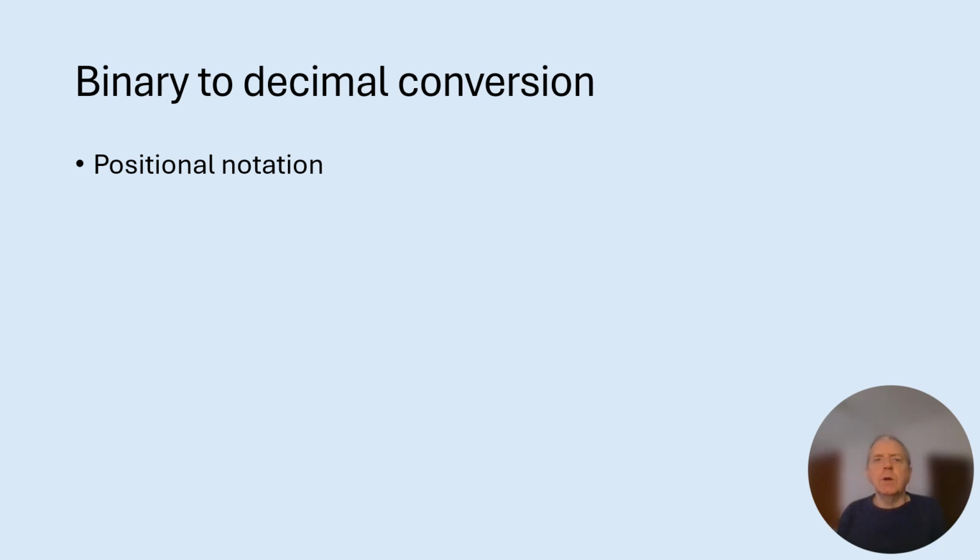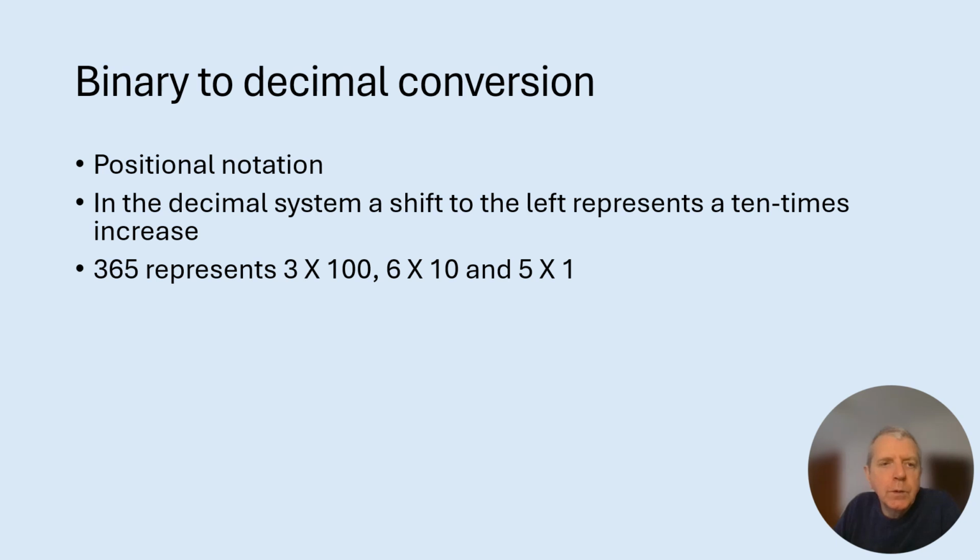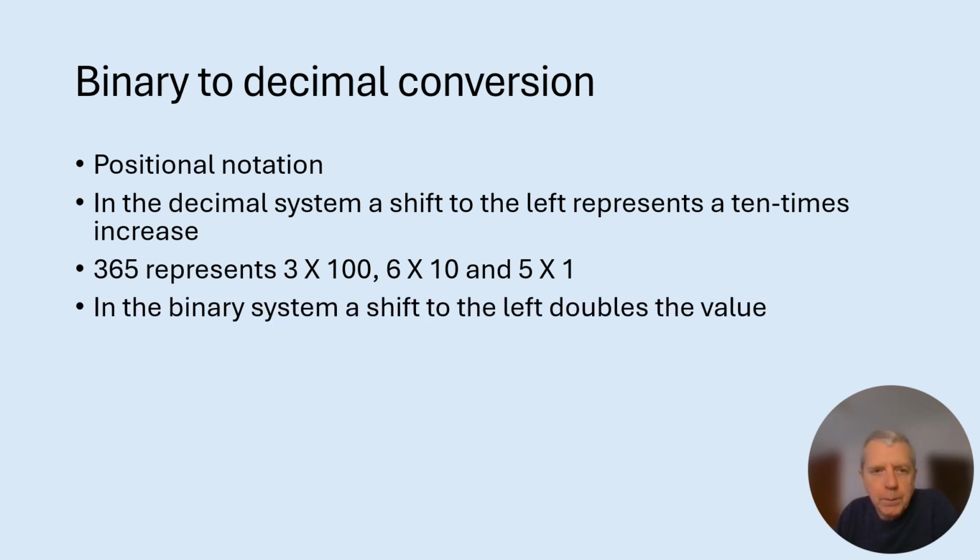Right, we have to talk about positional notation. In decimal, this is easy to understand. Every shift to the left represents a 10 times increase. So the example I like to use is 365, which will be 3 hundreds, 6 tens, and 5 ones. In binary numbers, we adopt the same principle, but every time we shift to the left, we double the number.